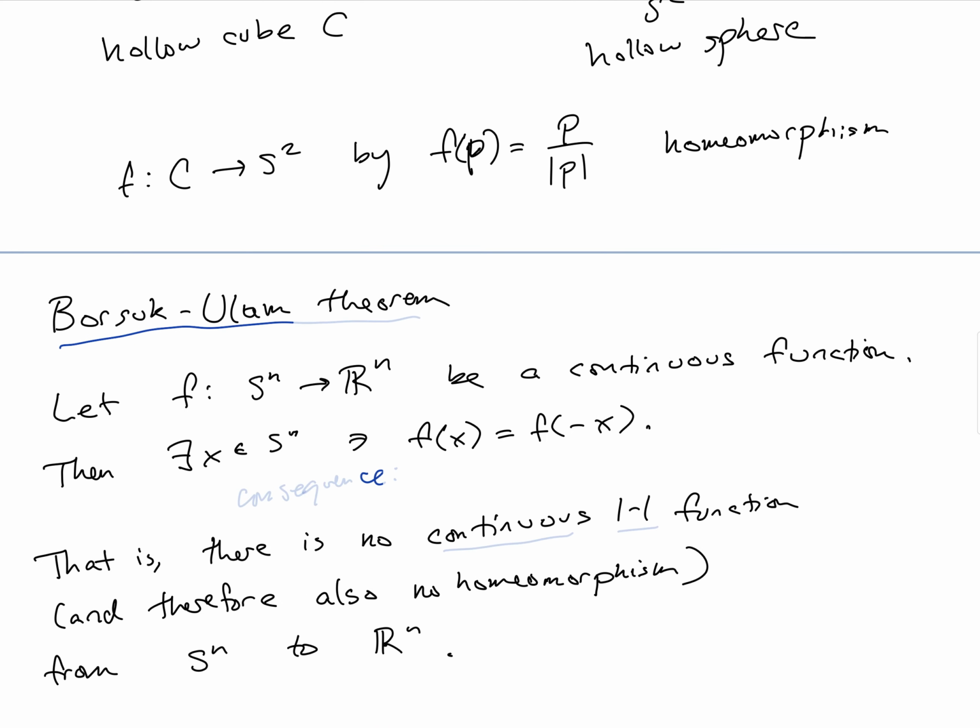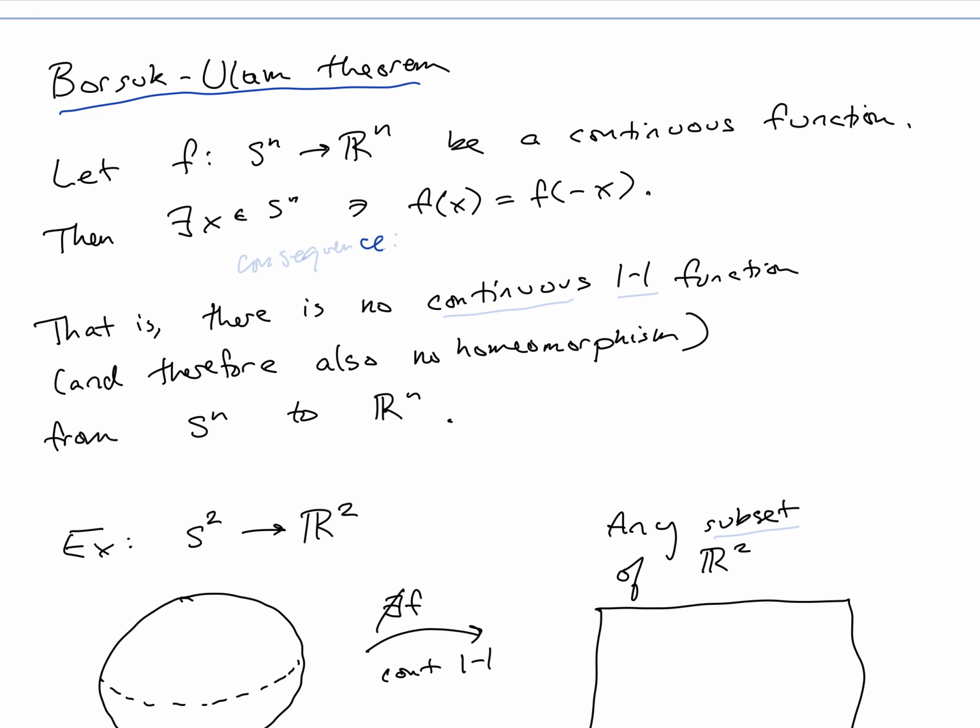So here's a famous topological theorem called the Borsuk-Ulam Theorem. Let f be a continuous function mapping S^n, the sphere in R^(n+1), to R^n. Then there is a point on that sphere such that f of x is equal to f of negative x. So what does that mean?